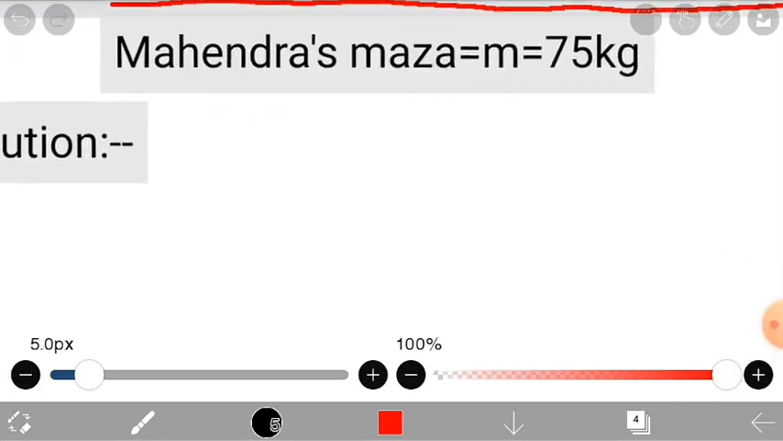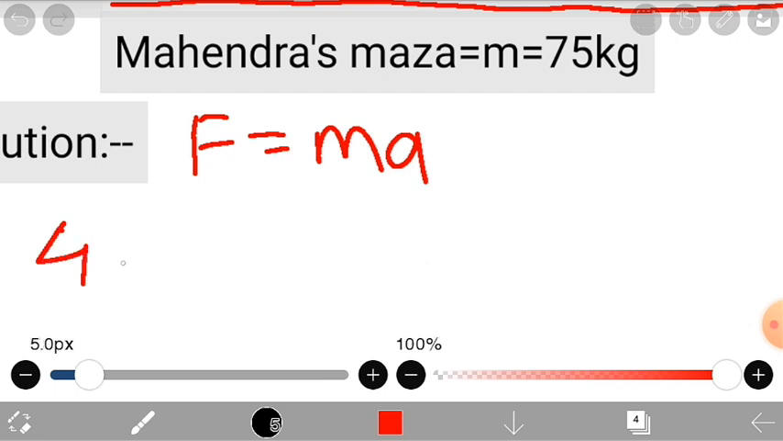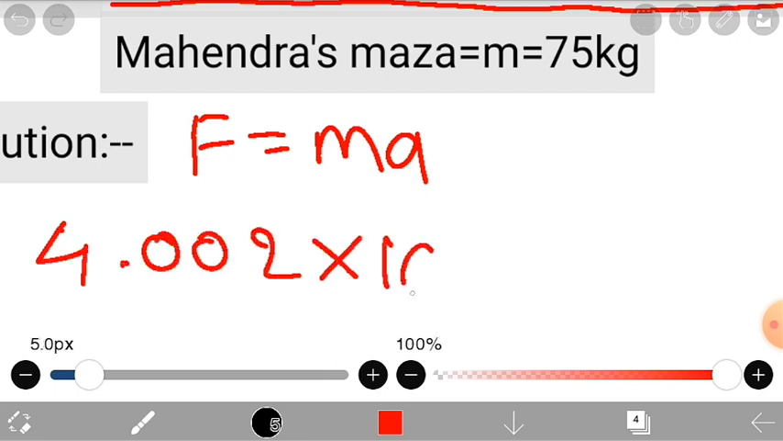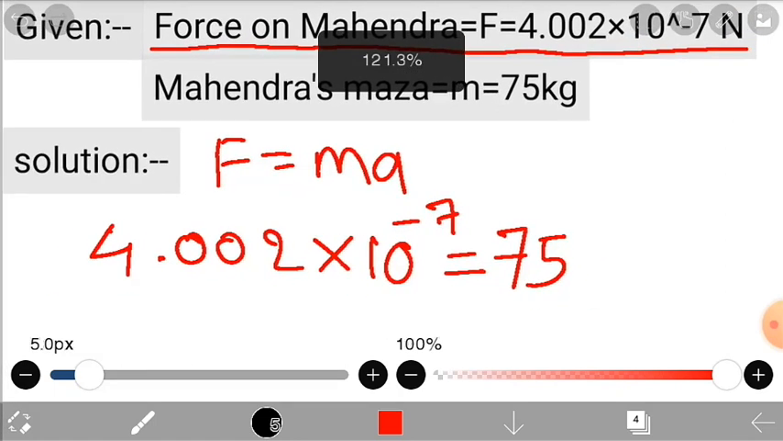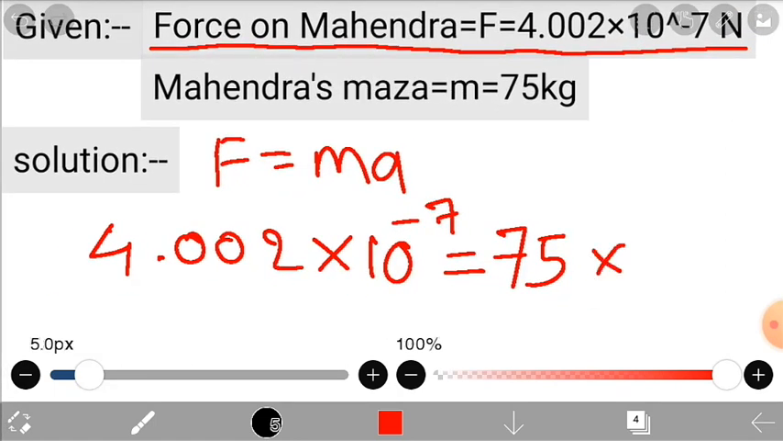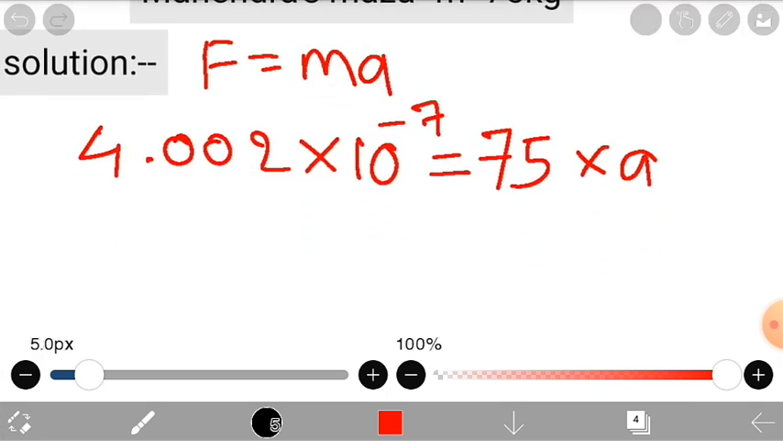Okay, so we all know that force equals mass into acceleration. The force is 4.002 into 10 raised to minus 7, the mass is 75 kg, and we don't know the acceleration. Therefore, force equals mass into acceleration.